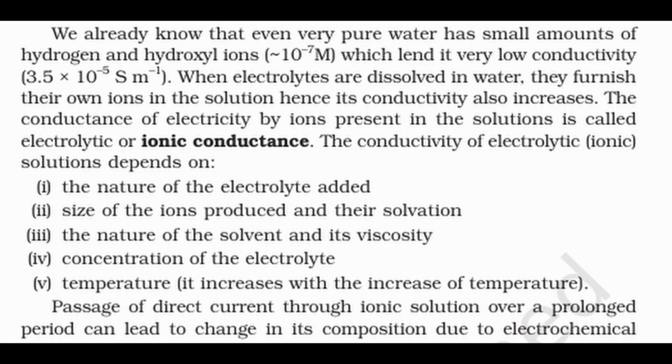In metals, electrical conduction occurs due to the movement of electrons and is called electronic or metallic conduction. In electrolyte solutions, conduction occurs due to the movement of ions and is called electrolytic or ionic conduction. Even pure water conducts electricity slightly because it contains a small concentration of hydrogen and hydroxide ions. When electrolytes are dissolved in water, they produce ions and therefore significantly increase the conductivity of the solution.